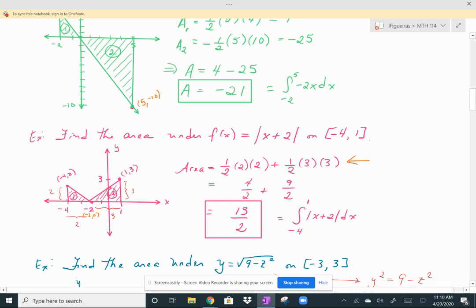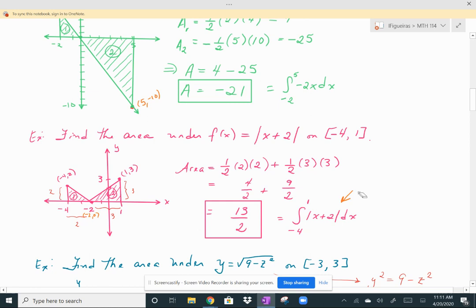The first triangle, the one to the left, has a base of 2 and a height of 2. So that's why I have 1/2 times 2 times 2. And the triangle on the right, which I call triangle 2, has a base of 3 and a height of 3, so I have 1/2 times 3 times 3. That means I'm adding 4 halves and 9 halves to give me a total area of 13 over 2. Remember that that area represents the definite integral that you see right here.